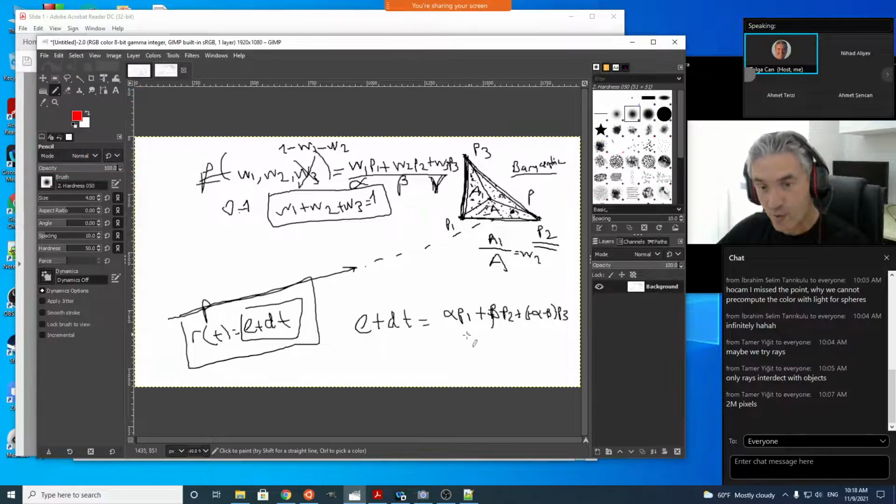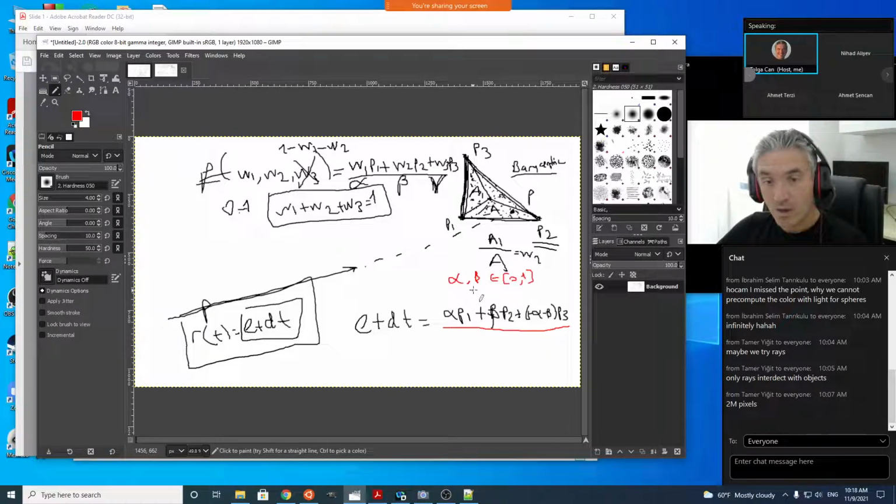I equate it with the triangle equation I have on the right. So this part is clear, right? This is the triangle equation. A triangle is identified by its three vertices, and any point on the triangle satisfies this equation, provided that alpha and beta are between 0 and 1, an element of this interval.